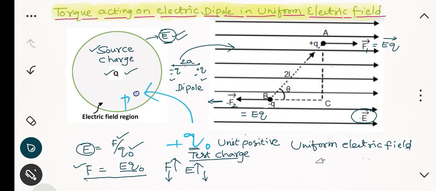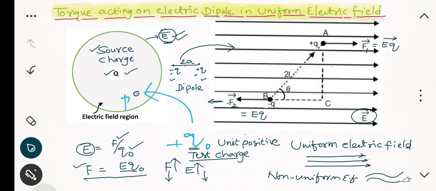We know that a uniform electric field is represented by parallel straight lines. A non-uniform electric field is represented by curved lines. If the electric field is represented by curved lines, then we can say that the electric field is non-uniform. For a uniform electric field, we have to represent the field lines as parallel straight lines.